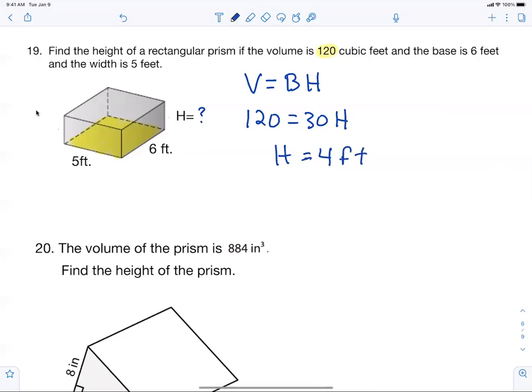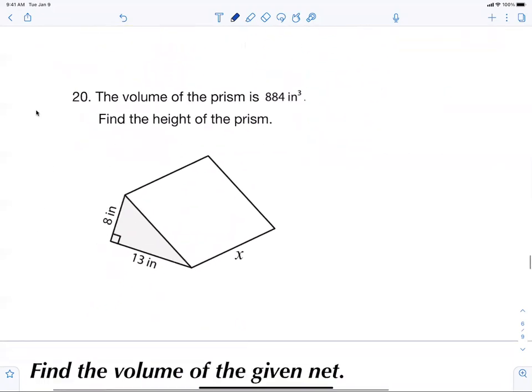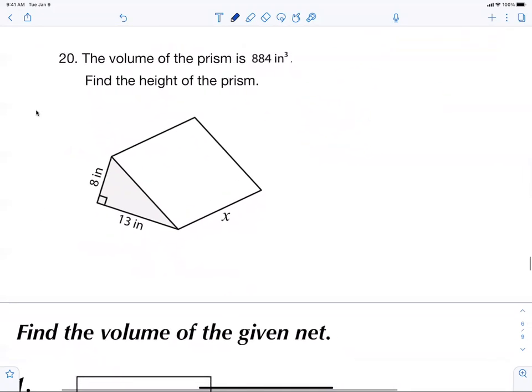4 feet. And the reason why we say it's 4 feet is because remember, a height is a single unit. Area is squares and volume is cubes. All right, so I'm pretty happy with that. Now I want everybody to take a look at number 20. Number 20 is very similar.